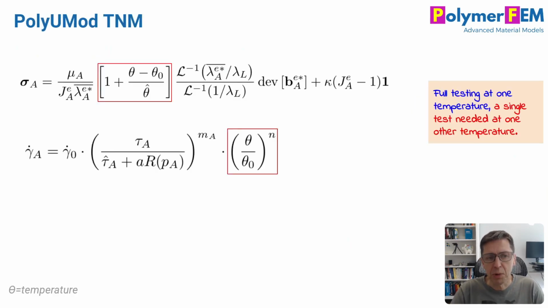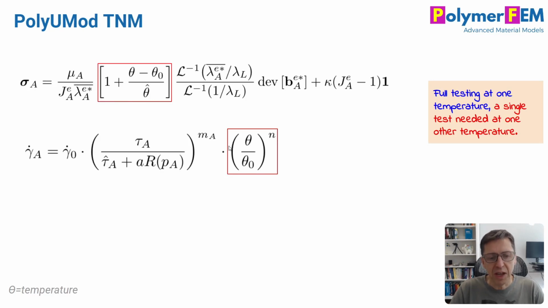Another example is the PolyUmod TNM model, the three-network model. The three-network model is a viscoplastic material model too, and it has very specific equations for temperature dependence that work in a somewhat narrow range of temperatures. The first equation is the stress for network A in this model. The shear modulus depends on temperature here. Theta is the actual temperature. Theta 0 is a reference temperature that you can pick based on the experimental data. And theta hat is the parameter that you would need to find. And there are three networks in the three-network model, obviously, so you need to find this for all of these networks.